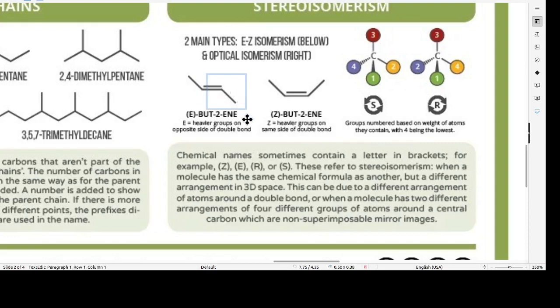This here is a trans double bond. Let's make that where we want it. So you can label that. We're going to use trans and cis for things on the same side.